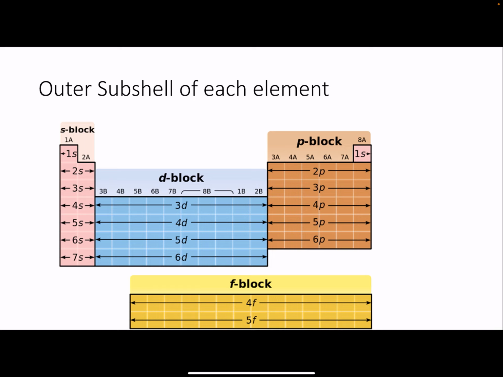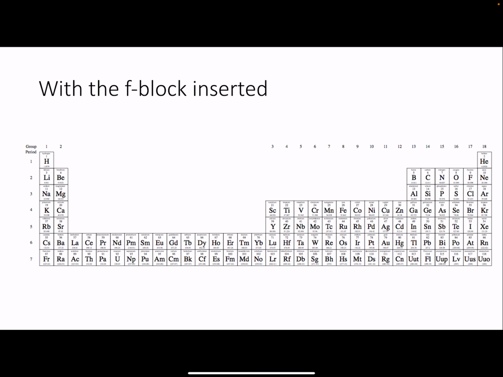All right, we mentioned this. This is just the order that we go from left to right, top to bottom. So there's a cleaner version of that. If you were to look at the periodic table with the F block inserted, here's where it goes.